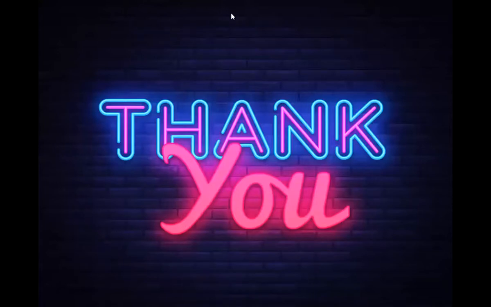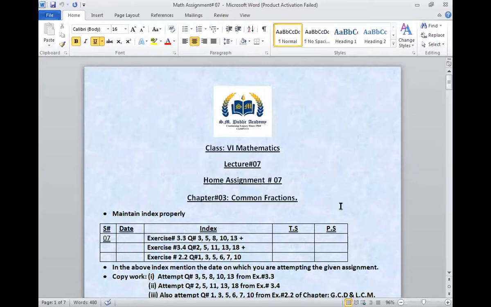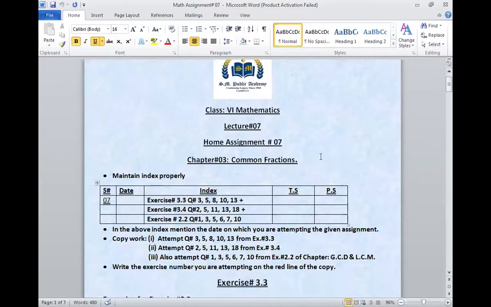Now I'm going to show you your homework today. Please listen to me very carefully. This is the homework that I'm going to post on Google Classroom. Simply you will do the questions in your copy. Mistakenly the exercise number 2.2 bits were deleted from your last homework, so I have written all the bits here. You have to attempt these bits as well from exercise number 2.2.